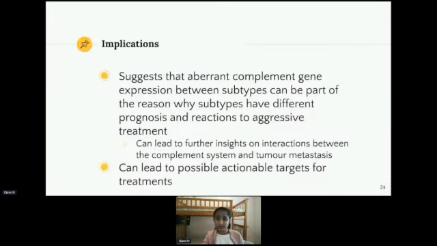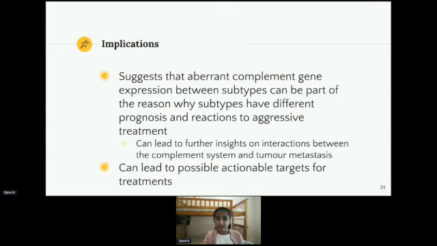Discussion. Here are the implications from my research. This suggests that aberrant complement system gene expression can be associated with the varying phenotypes, prognosis, and reactions to aggressive treatment amongst the different subtypes of glioma.